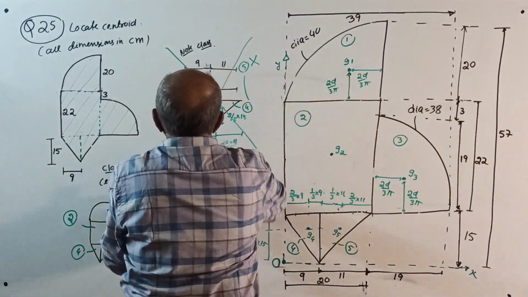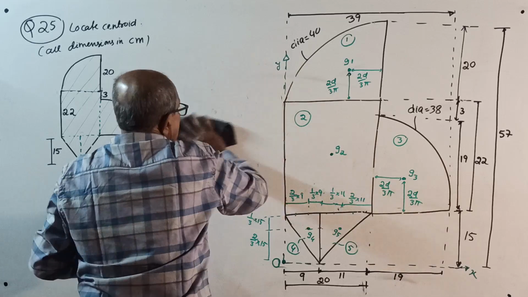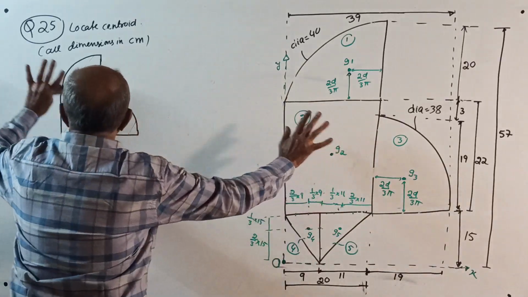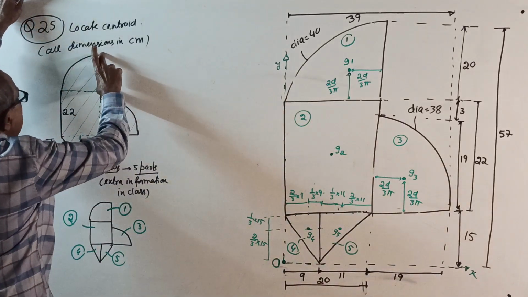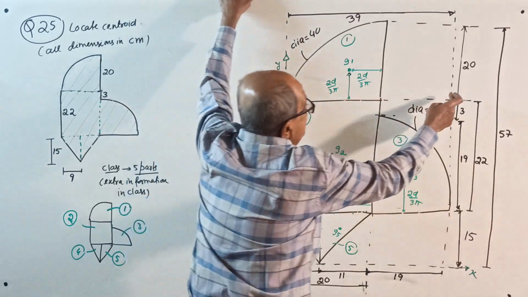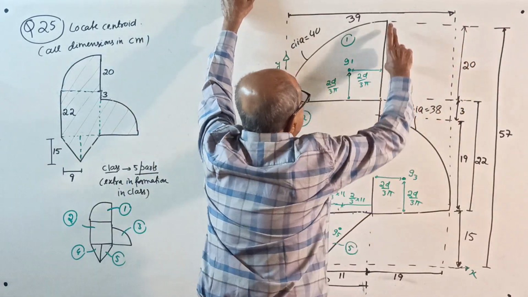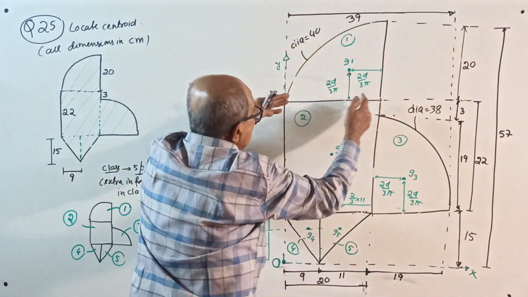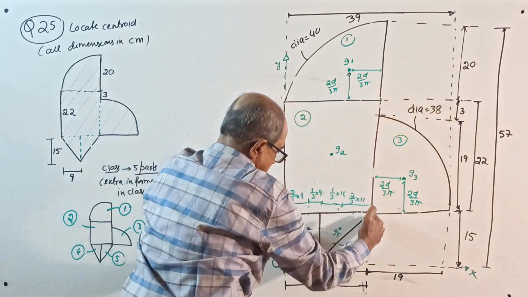Okay. Then draw a neat sketch. See here, 20, 20. This is 20. This is 20. Center is here. This 20 has no place right here. See, I wrote it here.